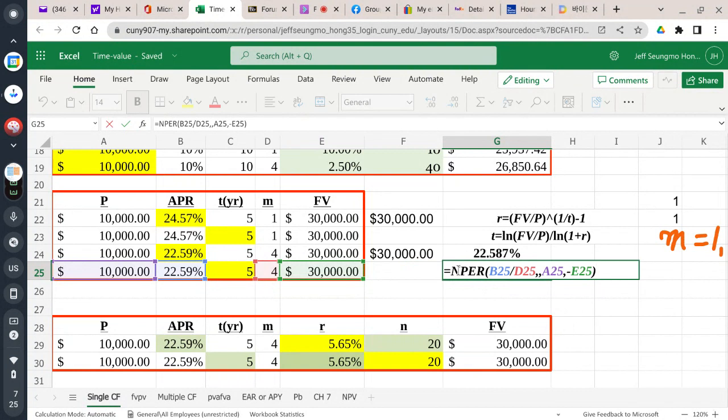It gave us 20 quarters, but if you want to turn it into years, then of course you'll have to divide it by m.